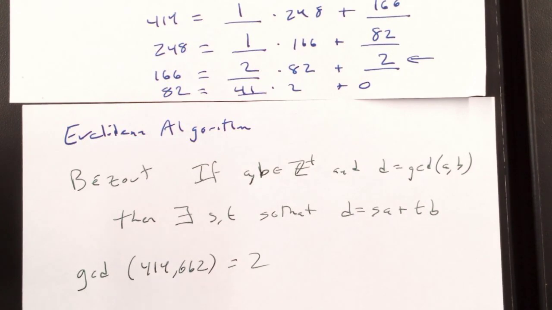So my question to you is, how am I supposed to do that? How am I supposed to figure out how many multiples of 414 I need and how many multiples of 662 I need? One of those is going to have to be negative, right? You're going to have to take some number of multiples of 414 and subtract off some 662s, or maybe it's the other way around.